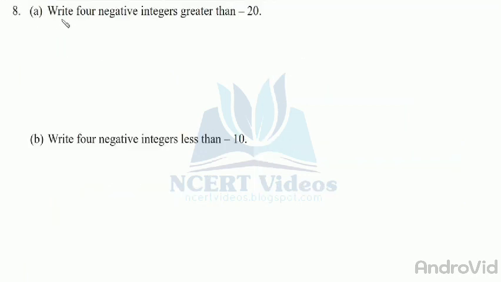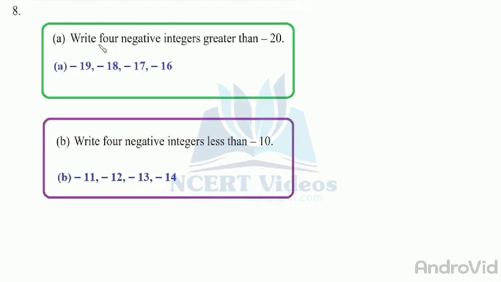Question 8, A part. Write 4 negative integers greater than minus 20. And B, write 4 negative integers less than minus 10. So here we have seen minus 20, we have to write greater number than that. So minus 20, the numbers falling towards its right side. So these are minus 19, minus 18, minus 17, minus 16. We will stop because these are 4 negative integers.